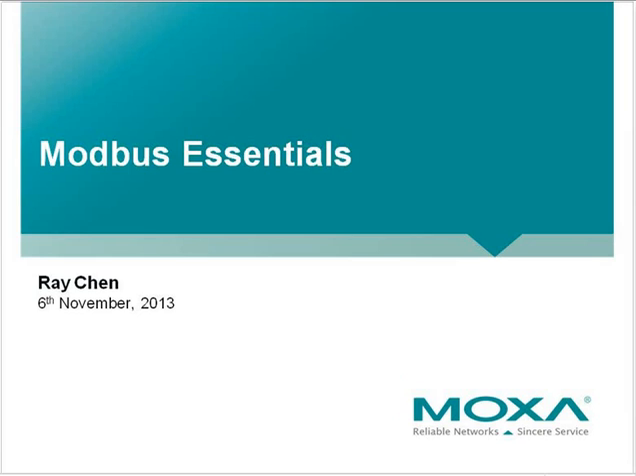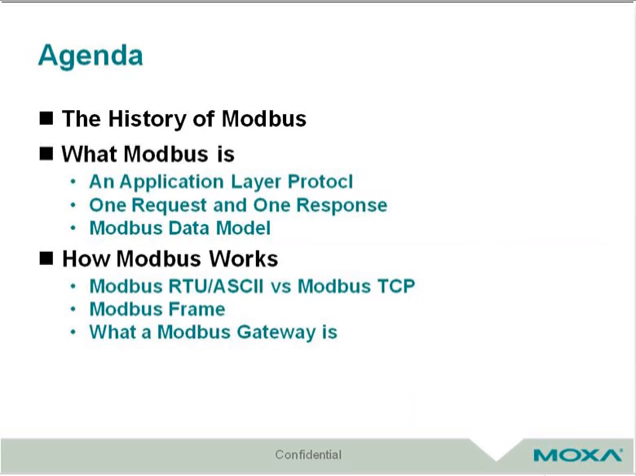Today, I'm going to introduce you to the Modbus Essentials. This is the first lesson to learn IEG products. First of all, I will tell you the history of Modbus quickly and explain what Modbus is. Modbus is a Layer 7 application layer protocol, and the communication mechanism between Modbus devices is one request and one response. The last part, I will explain how Modbus works.